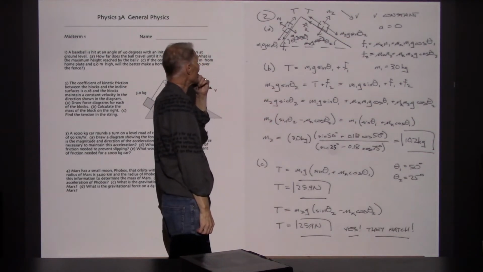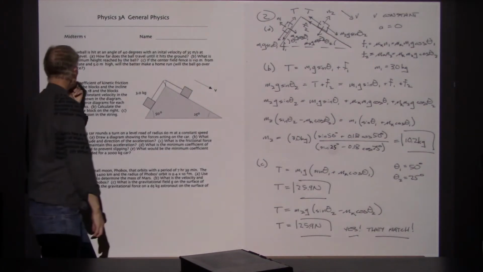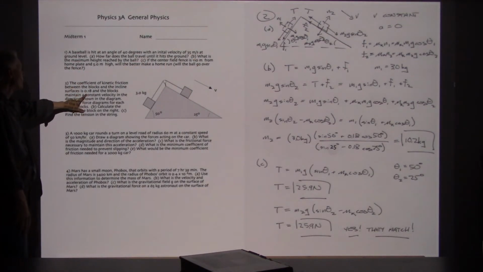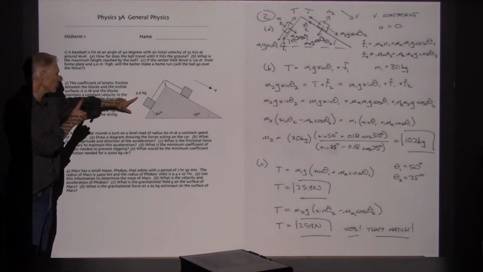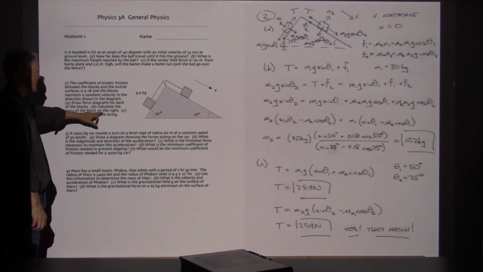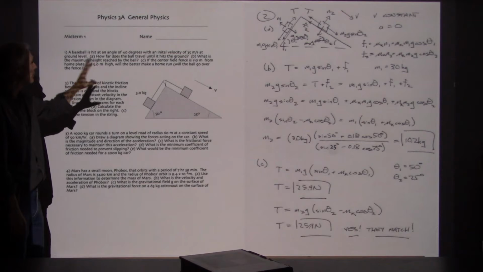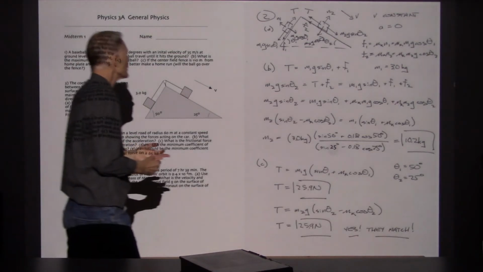Now, I think at this point we have all the numbers, right? Let's see. The mu's are both 0.18. And then the mass, we have mass 1, but we don't have mass 2. And so that's actually what we want to calculate next. So we got those force diagrams drawn. All the forces are in place.